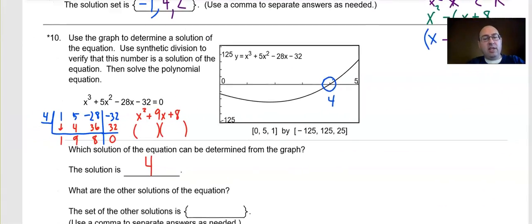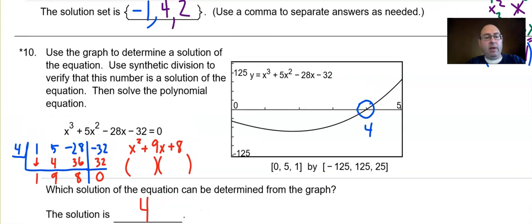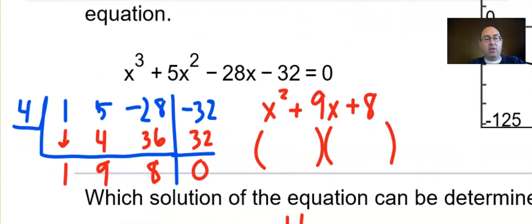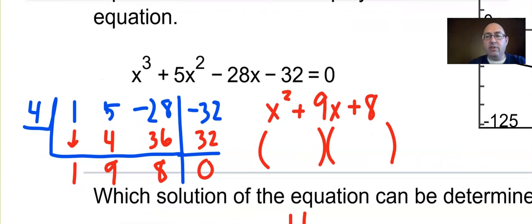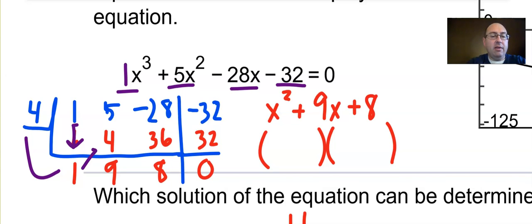All right, on question 10, they give me a picture of a graph, and I can see that it crosses the x-axis at 4. So immediately, I'm going to take this third-degree polynomial, and I'm going to switch to, you guessed it, synthetic division. We got a 1 and a 5 and a -28 and a -32. And so we just did our synthetic division. We drop down the 1, multiply, add, and so forth. Just continuing on through there, we should get a remainder of 0.